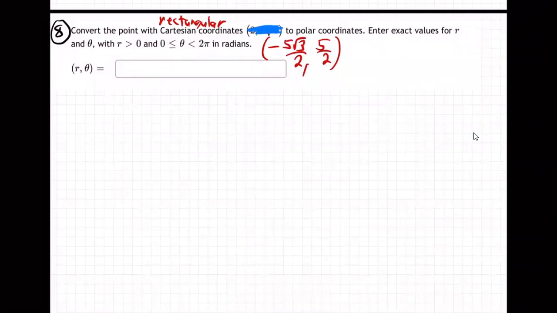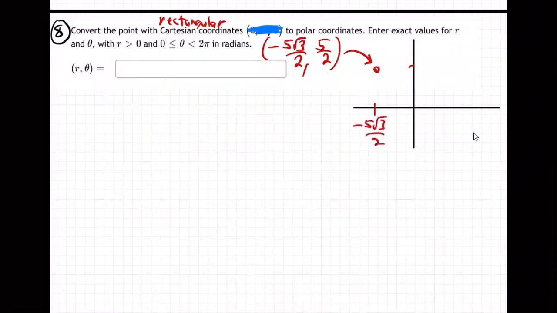So maybe I'll plot the point right over here. Which quadrant is it in? Well, it's back and up. So do you see that it's going to actually be back 5 root 3 over 2, up 5 halves. It's going to be in the second quadrant, isn't it? And then we calculate the r.